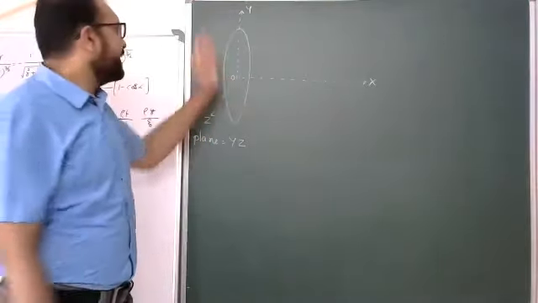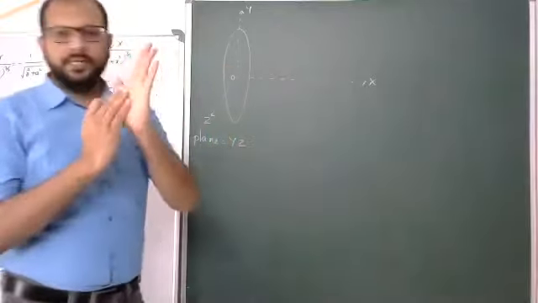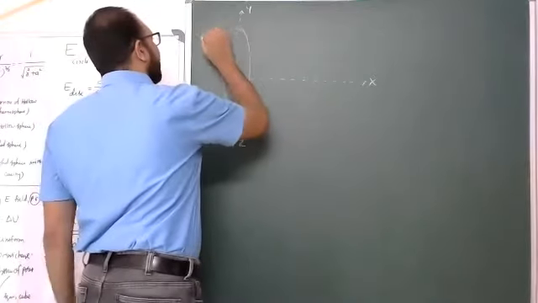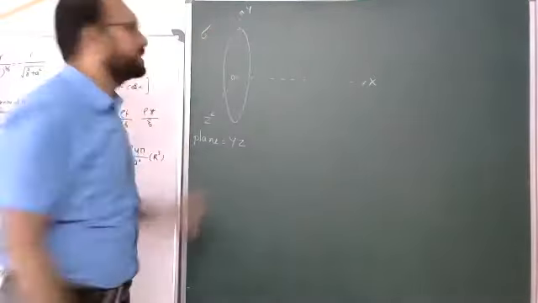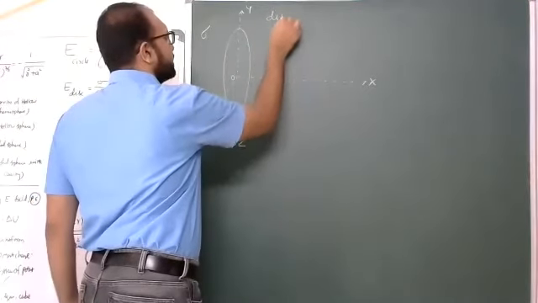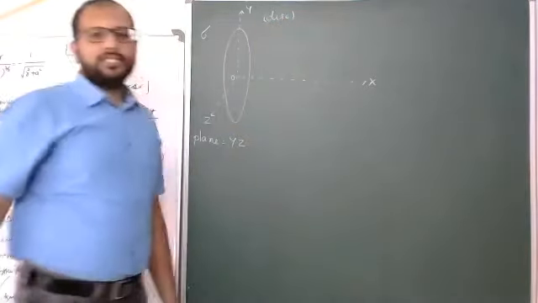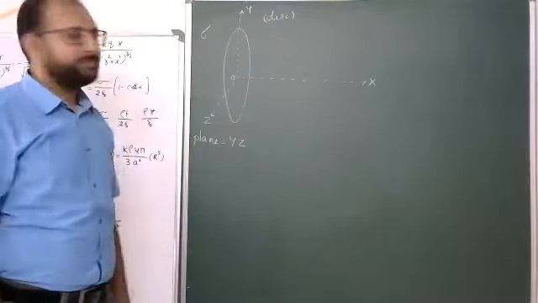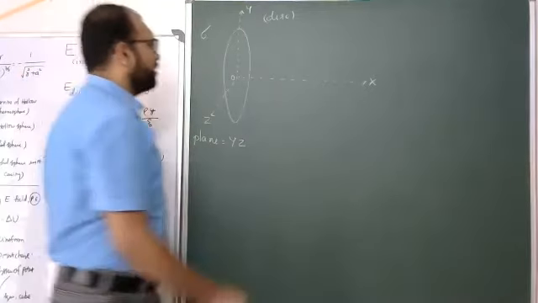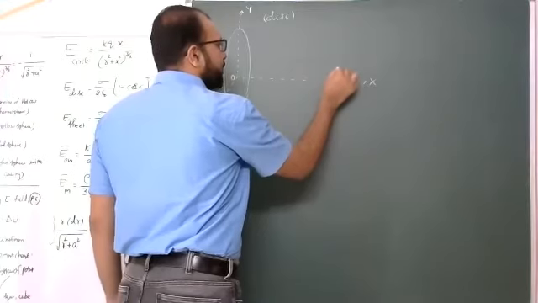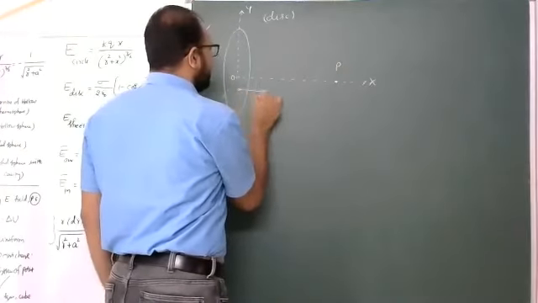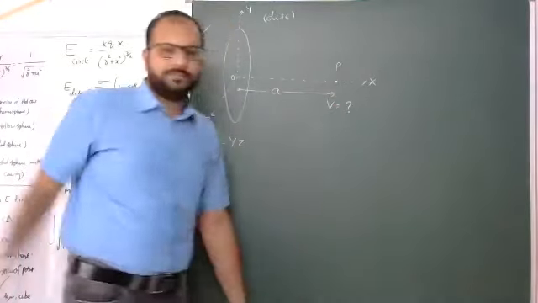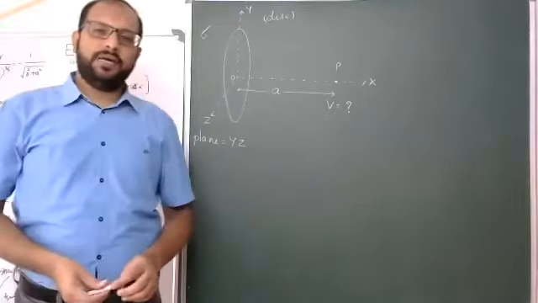Now students, it is a disk, so that's why the surface charge density sigma is given. It is a uniformly charged disk, that's why sigma is simply given. Sigma is independent of the location. Now our target is, at point P, present at distance a, potential equal to question mark.